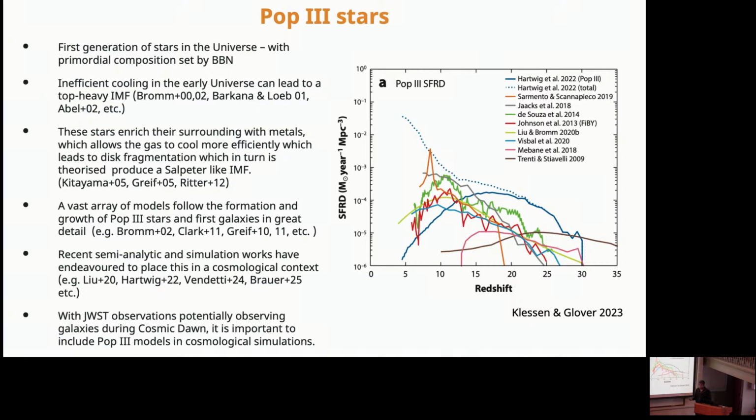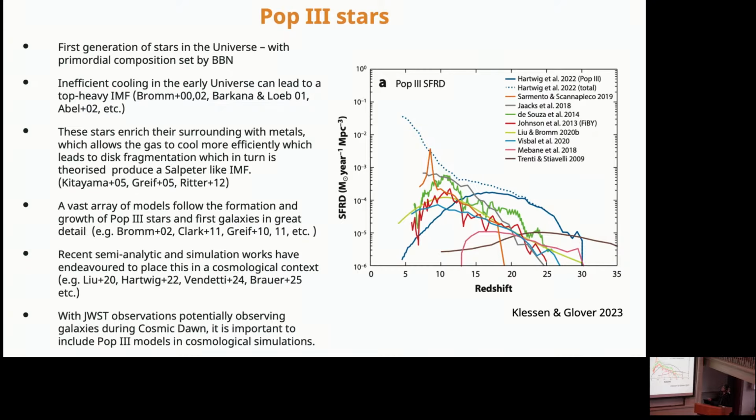let's talk about POP3 stars. These are the first generation stars in the universe, and they have a composition set by Big Bang nucleosynthesis. So basically, hydrogen and helium. And since you do not have any metals in this very early universe, you have very inefficient cooling, which means your Jeans masses will be higher, so you are expected to get a top heavy IMF for these population 3 stars. And this has been shown more than 20-25 years ago.